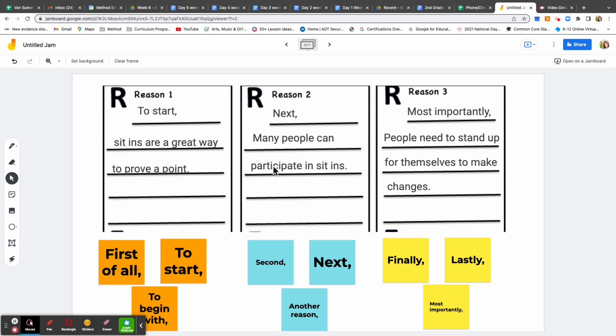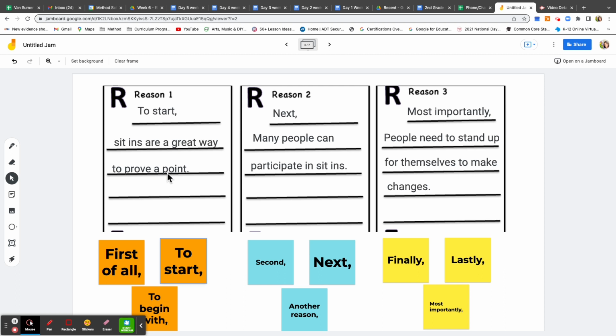Below, you can find some sentence starters to help you start your sentence, like first of all, to start, to begin with. Those are 3 sentence starters that you can use. But if you have a different one, you can use that too. For my first reason, I use the sentence starter to start. So that was the first one that I used. Notice that I have a comma after my sentence starter. And then I stated my first reason. To start, sit-ins are a great way to prove a point.